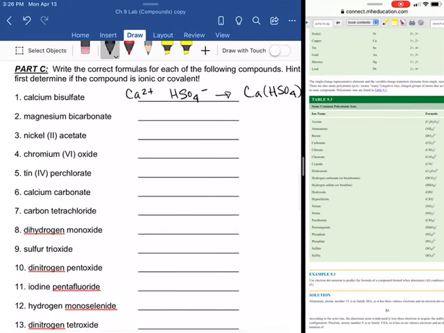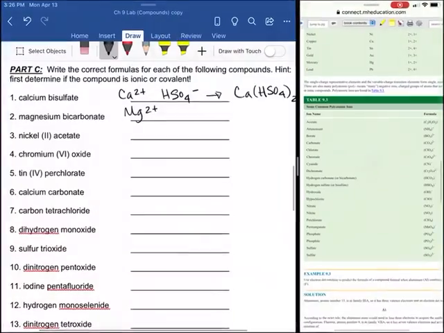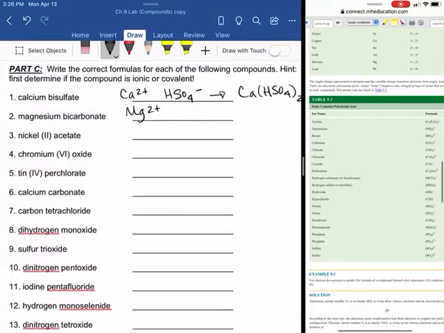So if I did, let's say number 2, magnesium bicarbonate. There we go. Magnesium is number 2. Look over here at the table for bicarbonate. I can't say that for some reason.